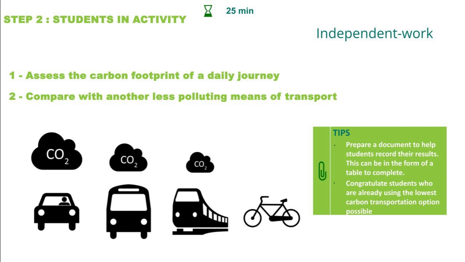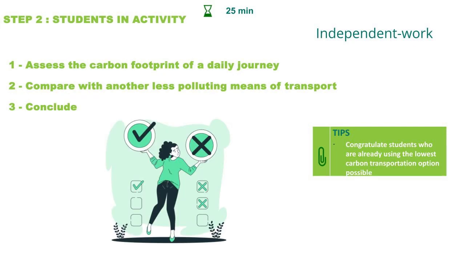And what if they finish early? They can calculate how much carbon they would not emit over a year by using the alternative transport. That's a great way to visualize the impact. Exactly. Then students will conclude by identifying the best option and evaluating its feasibility.